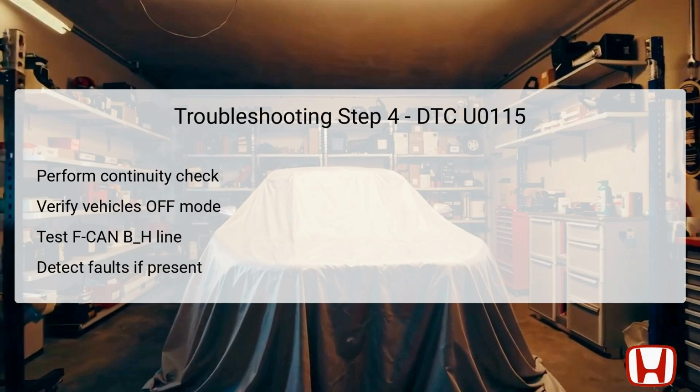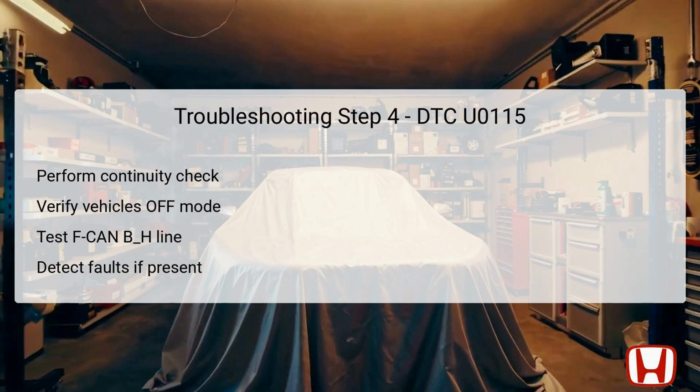Similar to previous steps, ensure the vehicle is in the off mode and maintain the PCM connector A's disconnection. You will now check continuity between pin 11 on the PCM connector and pin 7 on the TCM connector. This check is imperative for ensuring that the communication line is free from faults.